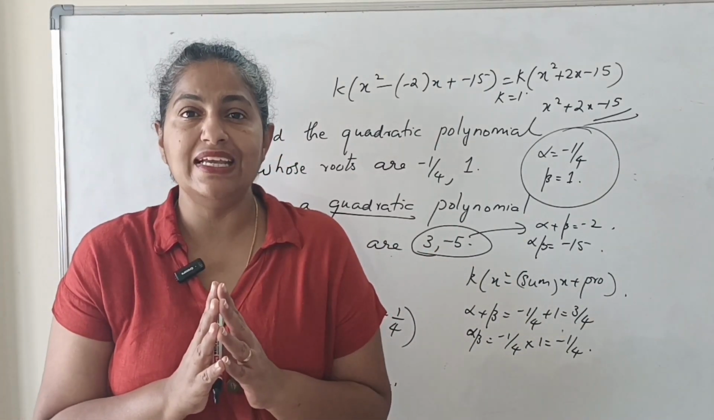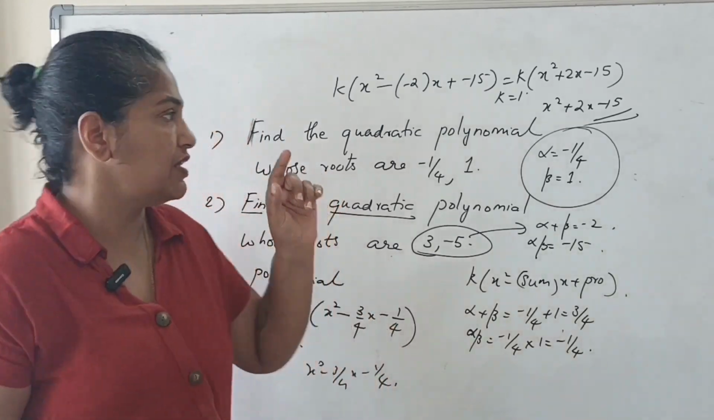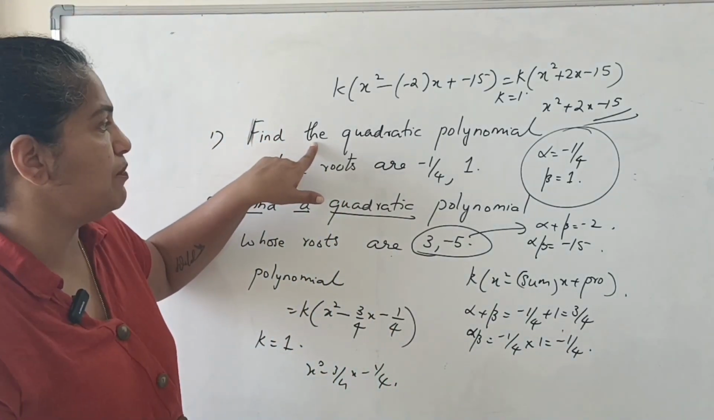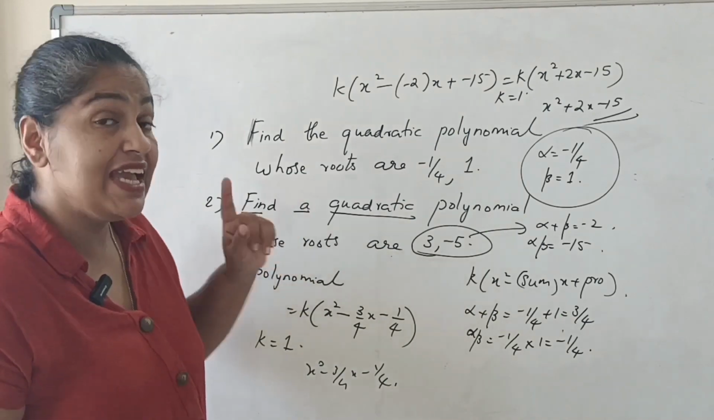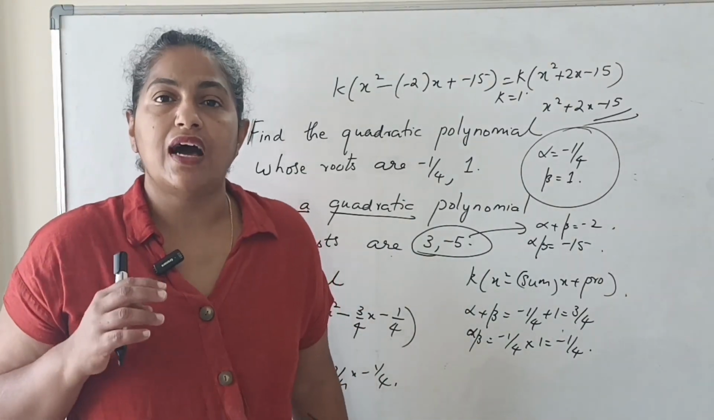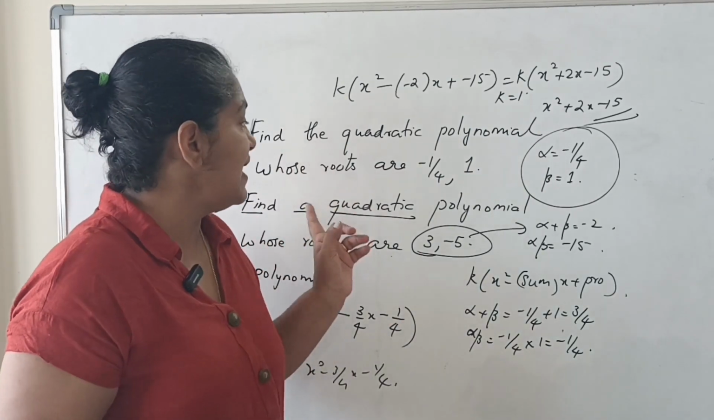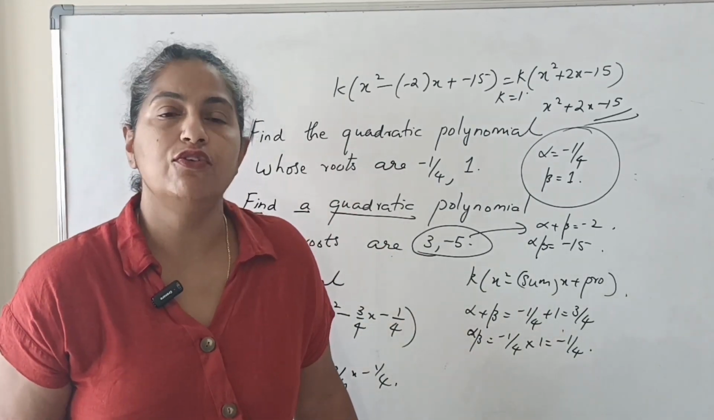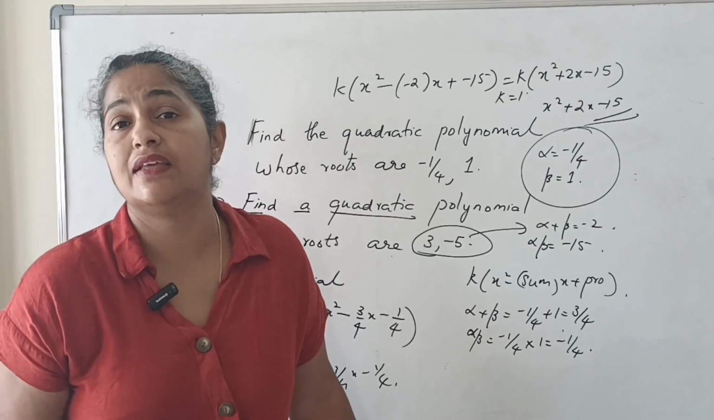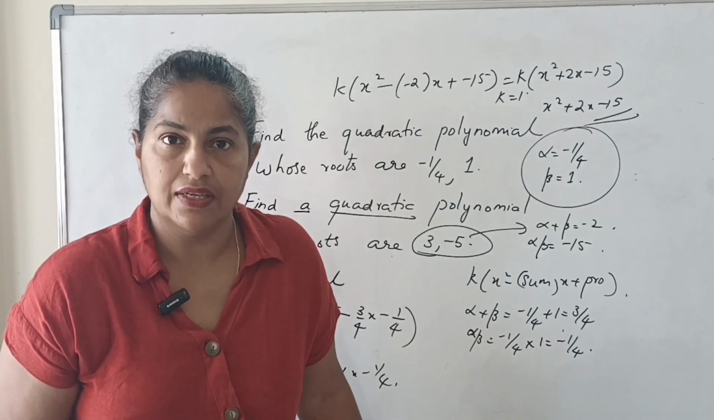Read the question properly. It is a difference of one small word over there: find the quadratic polynomial and find a quadratic polynomial. After writing the general form, if they are asking you to find a quadratic polynomial, then you substitute the value of k as 1 and then write it down. Okay?